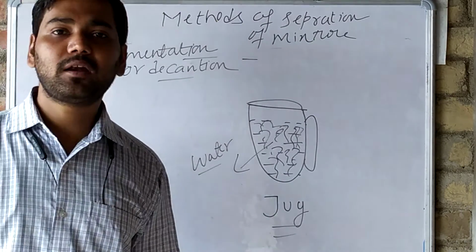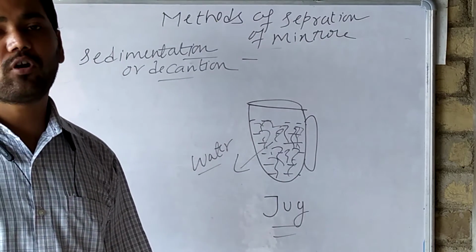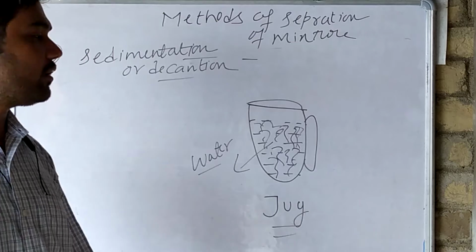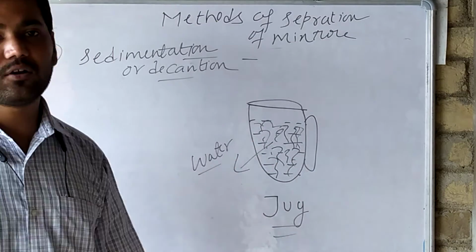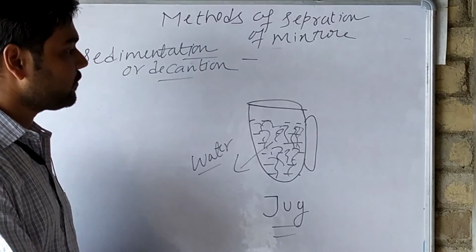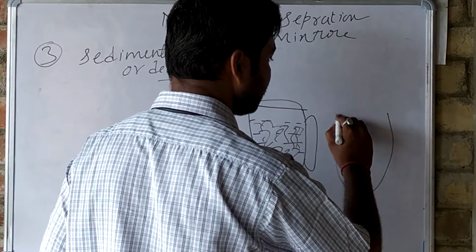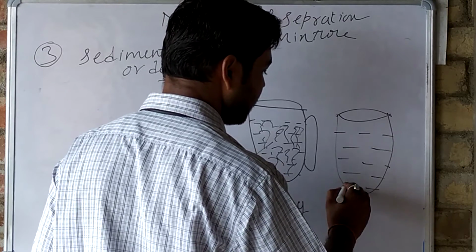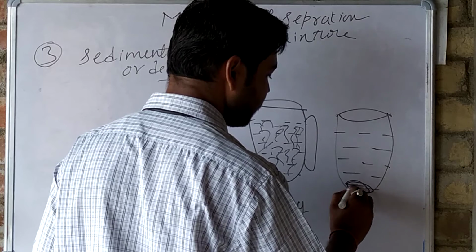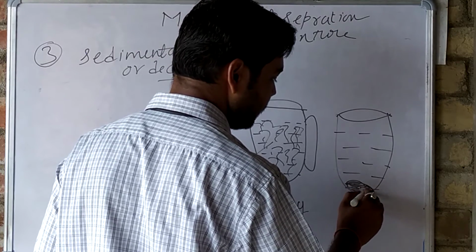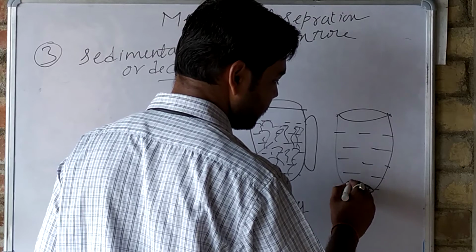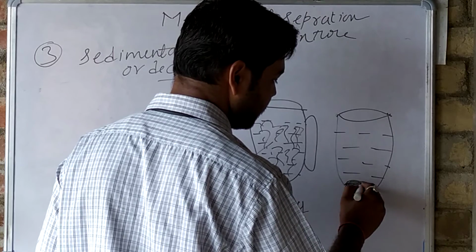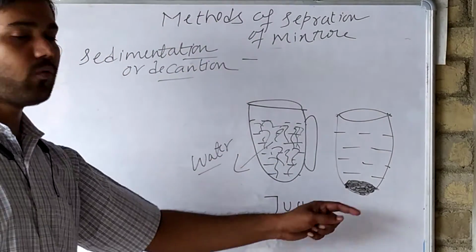Why? Because sand particles are solid particles, and solid particles are heavier than the water particles. Sand particles are heavier than the water particles, so they start settling down. See in this diagram, this is water. And what you will see is that the sand will settle down here. You all have seen that. You all know that.